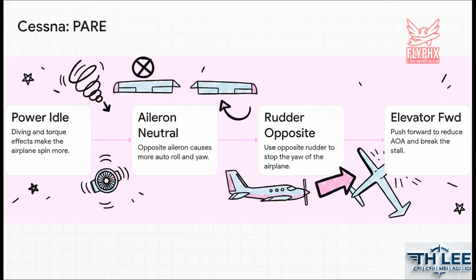For a Cessna, absolutely memorize PAIR. P, power to idle, so the engine torque doesn't make the spin worse. A, ailerons neutral. Trying to roll out of it will actually increase drag and tighten the spin. R, rudder opposite to the spin direction, slam that rudder to instantly stop the yawing motion. And E, elevator forward. Briskly push the nose down to break the stall and get air flowing smoothly over the wings again.